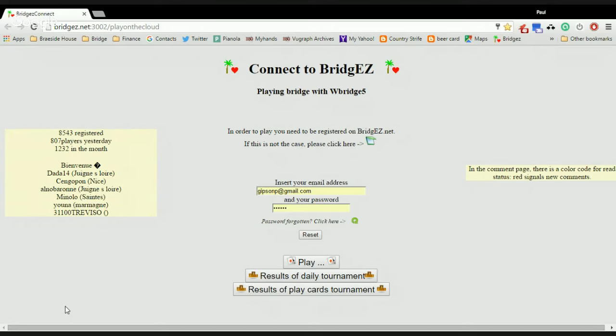Robots are quite good players, but they struggle to bid at times. But the first hand of every daily tournament is a fixed hand, so you don't need to bid. You'll just get a real problem hand to play or defend. So I'm going to log in here and click on the play button.